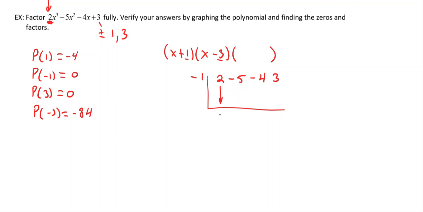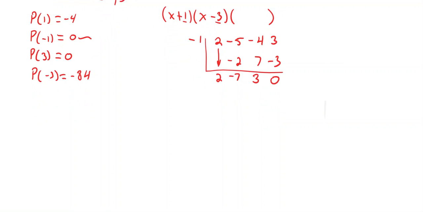So I'll bring down the 2. -1 times 2 is -2. -5 plus -2 is -7. -1 times -7 is 7. -4 plus 7 is 3. -1 times 3 is -3. And good, we got 0. We did something wrong if we didn't, right? Because we said that it was 0. It should come out as 0 there, right?